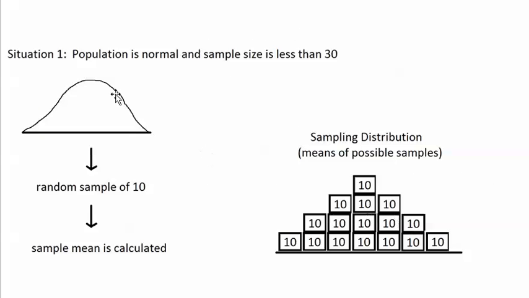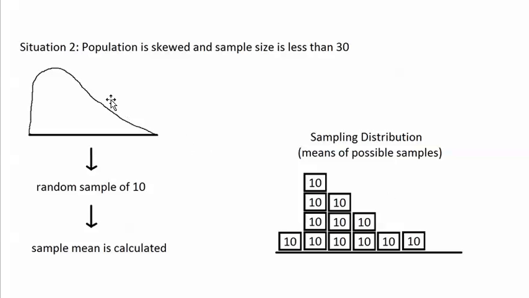So here's the first situation. In this situation, a population has a normal distribution, or a bell-shaped curve. A random sample of 10 is being selected from the population, and the mean of those 10 is being calculated. In this situation, the sampling distribution has a normal distribution, because if the population is normal, the sampling distribution has to be normal. The sample size doesn't matter. So in this situation, the means of the different possible samples of 10 people have a normal distribution because the population is normal.